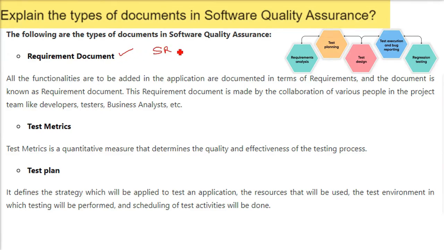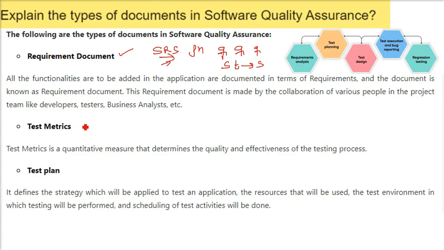The first one is SRS, Software Requirement Specification. All the functionalities and requirements to be added in the application are documented in the SRS, and the document is known as the Software Requirement Specification. This requirements document is made in collaboration with the stakeholders and the software team. There can be other people also involved, but it is properly signed by the two parties.